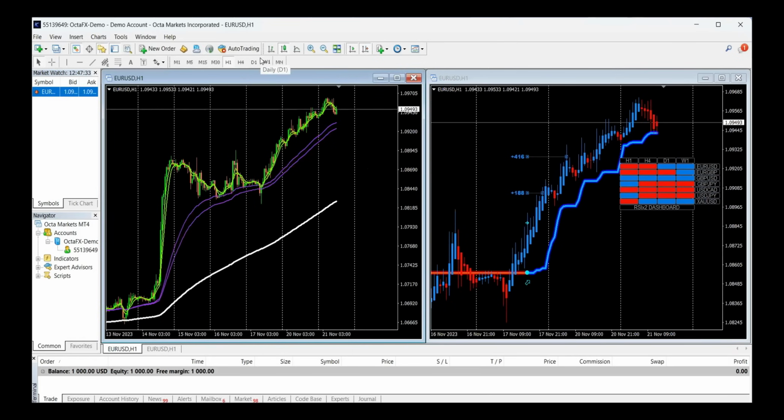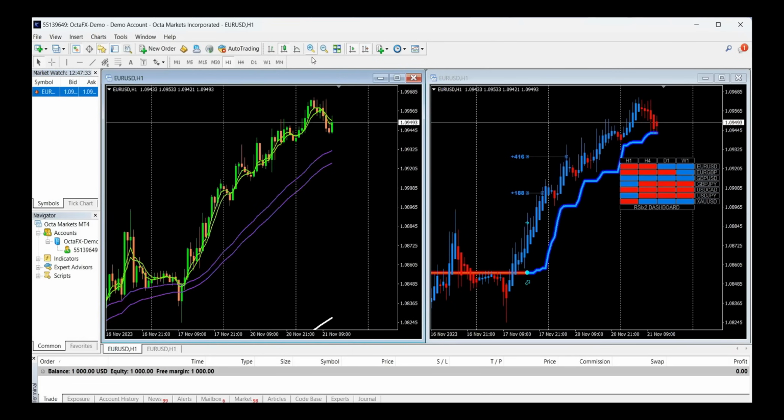Let me raise this a bit. Yeah. So looking at these two charts, what can you notice? Look at this candle and look at this candle. What can you note? What can you depict for us between the two charts?